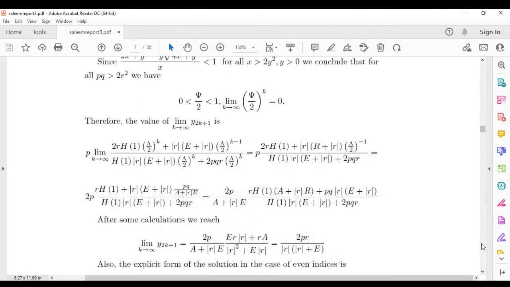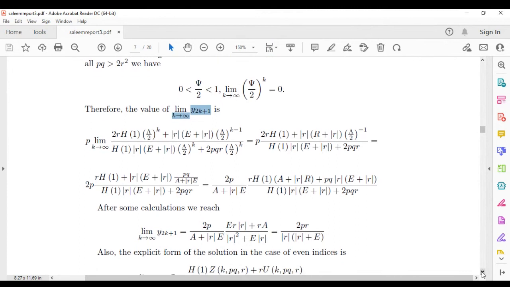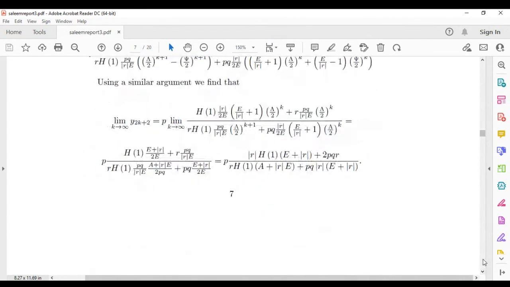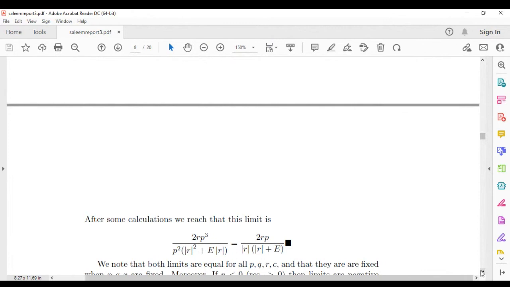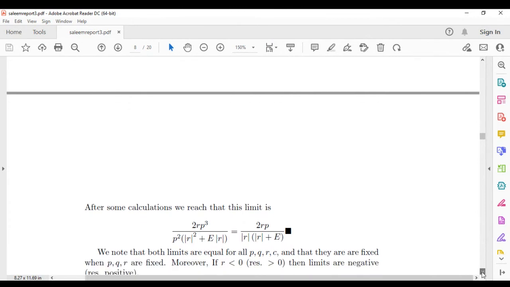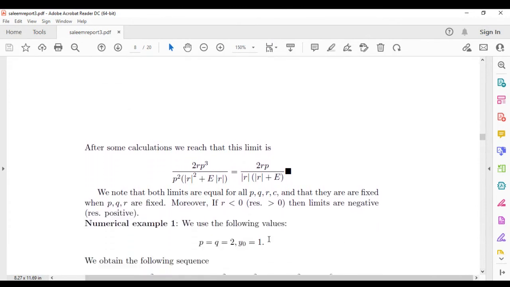Based on this knowledge, we are now going to calculate the limit of y2k plus 1 or y2k plus 2. We distinguish between odd and even indices, but at the end, both of them will yield the same limit, which is written here, 2rp over absolute value of r times absolute value of r plus e. And we see that both limits are equal for all P, Q, R, C, and they are fixed when P, Q, R are fixed. So the limit is independent of C.